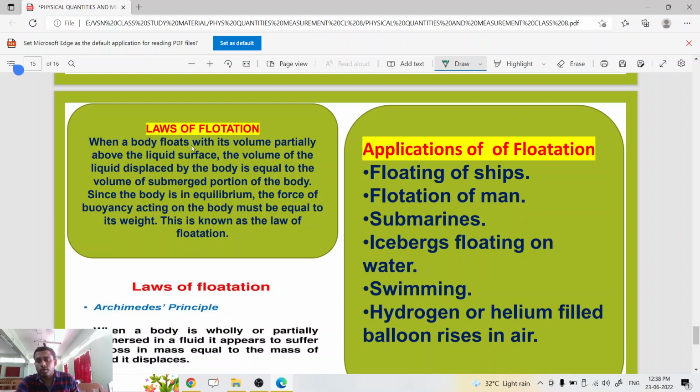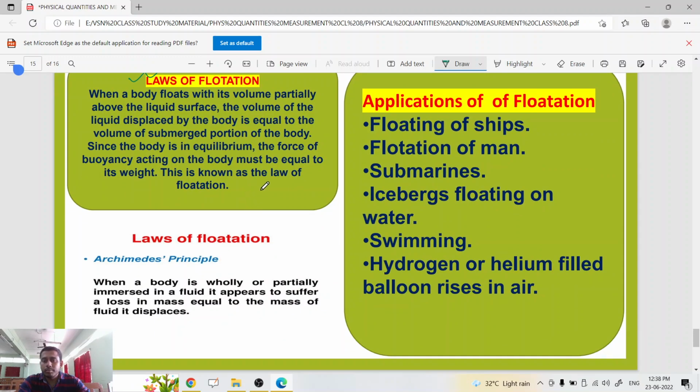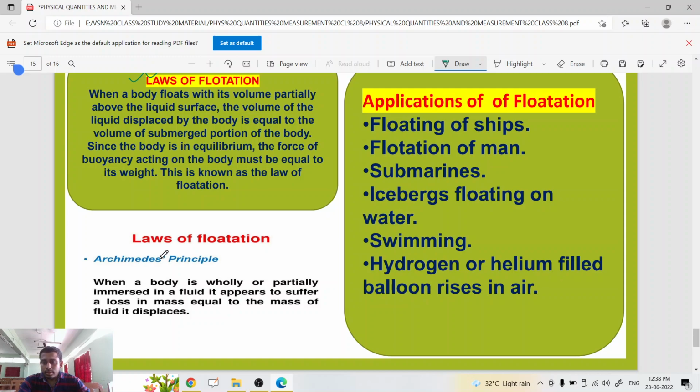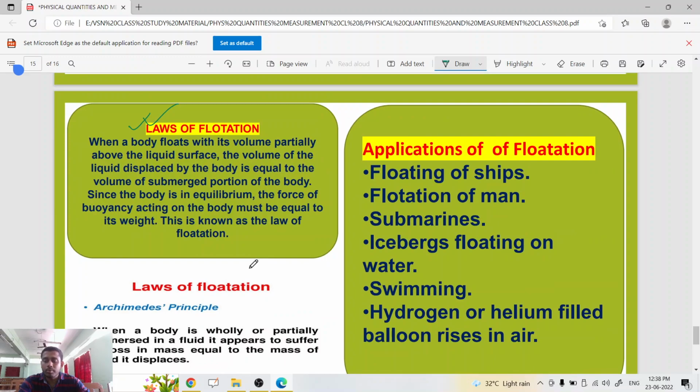When a body floats with its volume partially above the liquid surface, the volume of the liquid displaced by the body is equal to the volume of the submerged portion of the body. Since the body is in equilibrium, the force of buoyancy acting on the body must be equal to the weight. That is known as the laws of flotation. And we have to know Archimedes principle, which is based on the laws of flotation: when a body is wholly or partially immersed in a liquid, it appears to suffer a loss of mass equal to the mass of fluid it displaces.